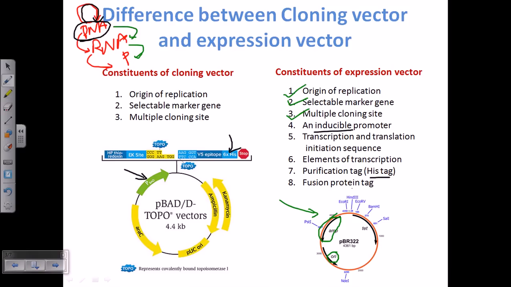The fusion protein can usually be GFP as a reporter, or glutathione transferase and so on, for better solubility in water. Okay, so that is the difference between them. The expression vectors are much more complicated than the cloning vectors. Cloning vectors are simpler than the expression vectors.